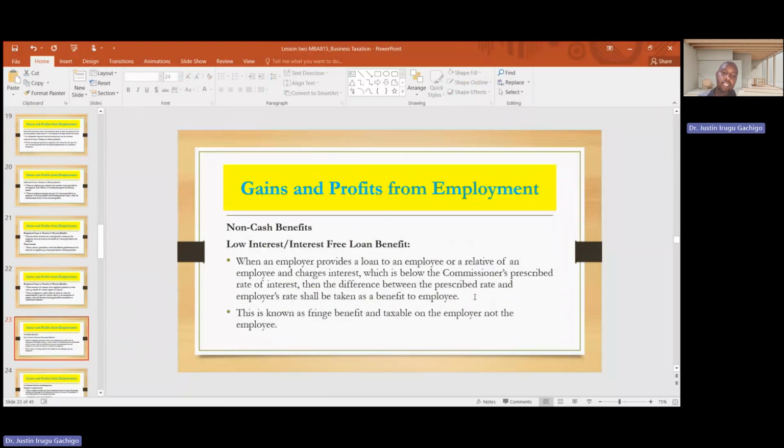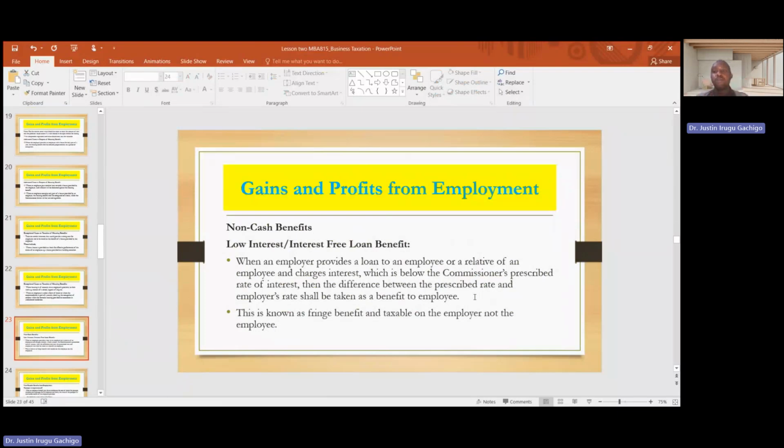Then let us look at the low interest or interest-free loan benefit. So what happens when your employer gives you a loan? When an employer provides a loan to an employee or a relative of an employee and charges interest which is below the commissioner's prescribed rate of interest, then the difference between the prescribed and employer's rate shall be taken as a benefit. So if you are given a free loan, for example, a loan at a 0% rate by your employer.